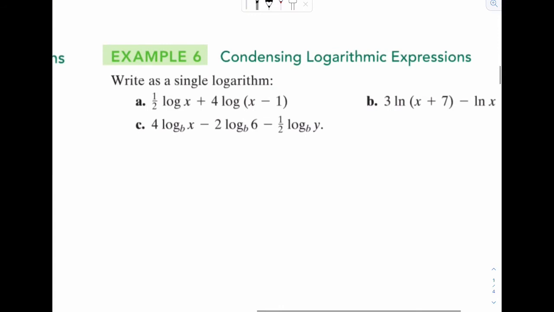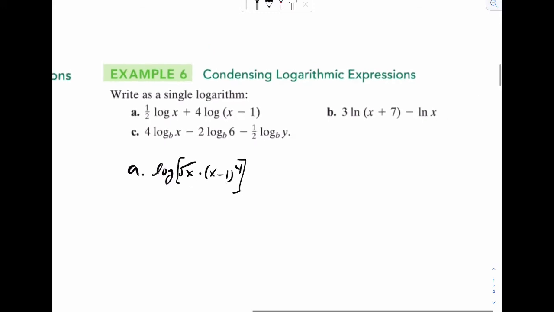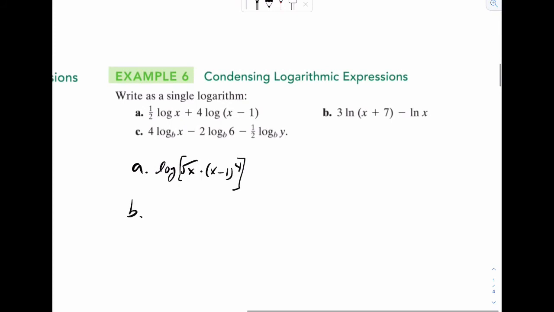Now we continue. So A, see if you can do it all in one shot. So log, that's the root of x, times x minus 1 to the 4th. To make it more clear, it might be easier to put a big bracket like that. Now B, natural log x plus 7 to the 3rd over x.